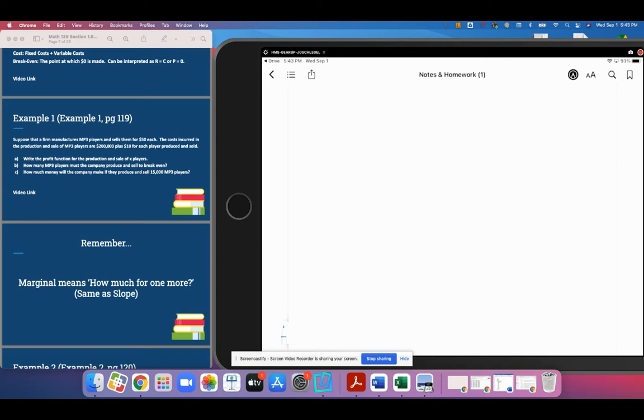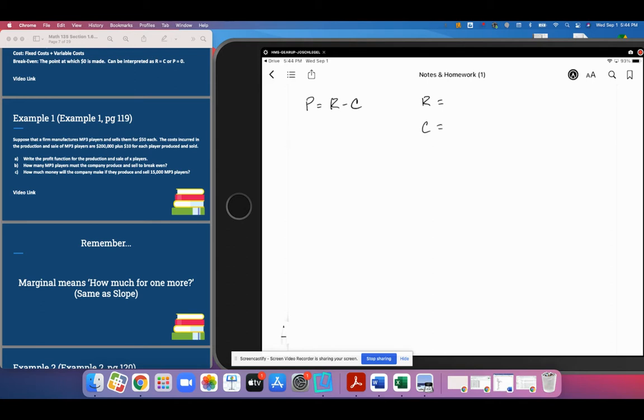We are asked to figure out how many MP3 players the company must produce and sell to break even, and how much money the company will make if they produce and sell 15,000 MP3 players. So in terms of a profit function, everyone, we know that profit is equal to revenue minus cost. And so in order to come up with a profit function, I first need a revenue function and a cost function. So let's take a look at those two separately.